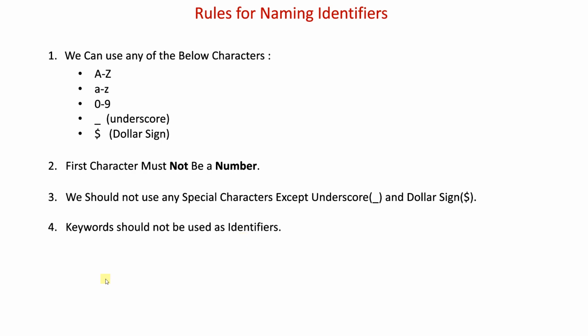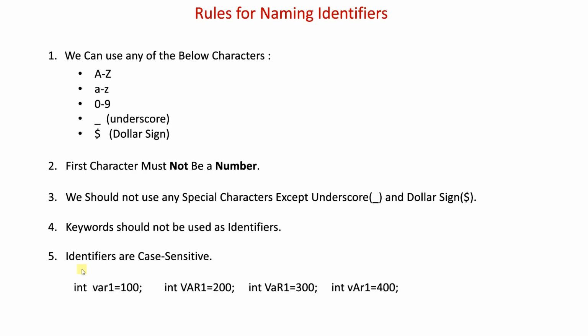The next rule is, identifiers are case sensitive. That is, the capital letter and the small letter are considered as different variables. See the below example. Here there are 4 variables. This first one has all small letters, the second one has all capital letters, this has 2 capital and 1 small, this has 2 small and 1 capital. All these are considered as 4 different variables because they differ in uppercase and lowercase, since the Java language itself is a case sensitive language.